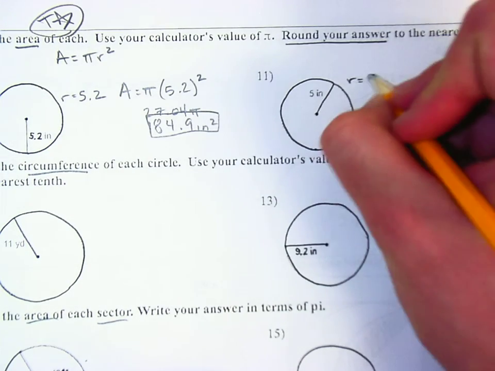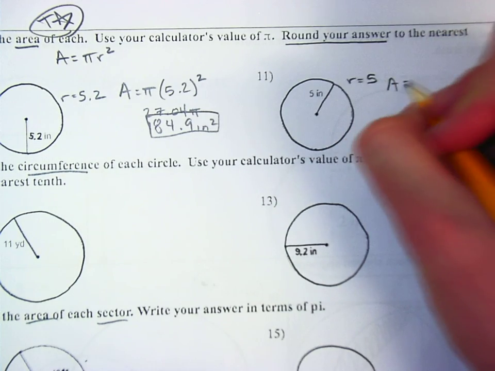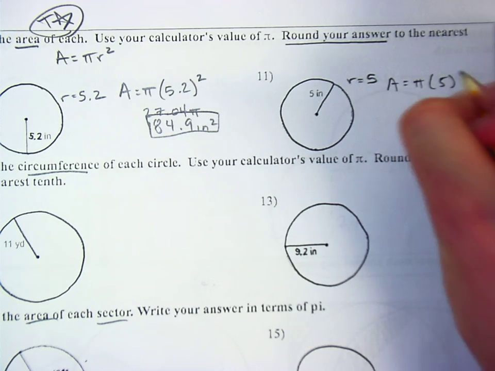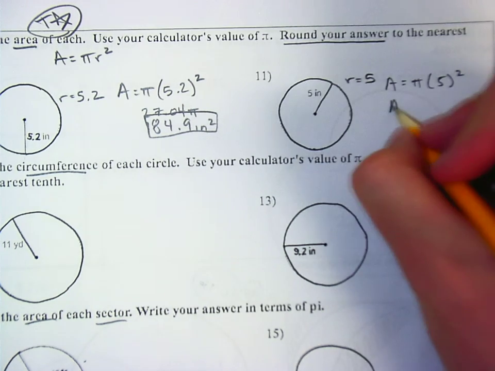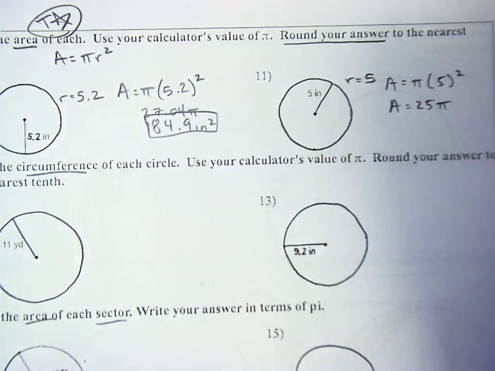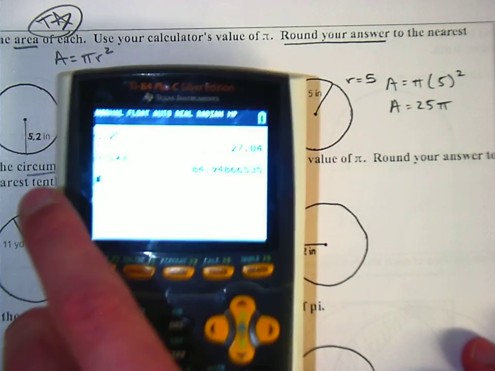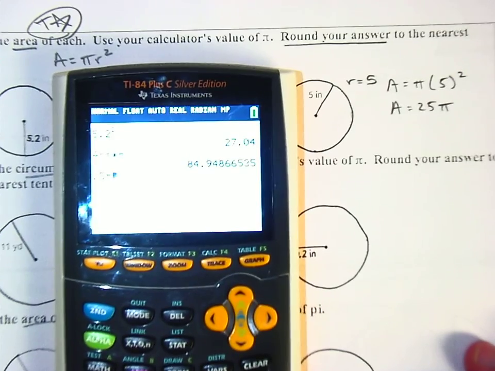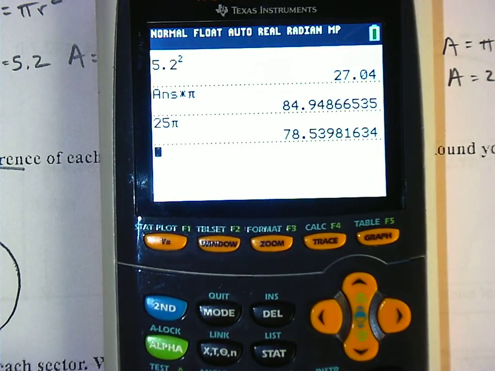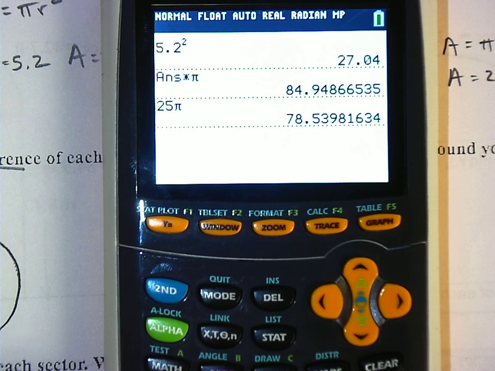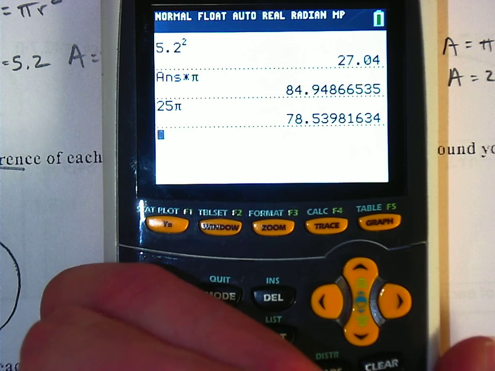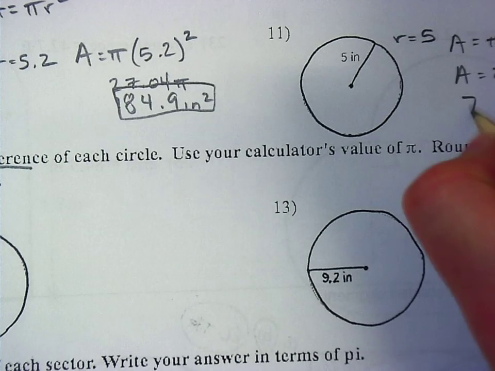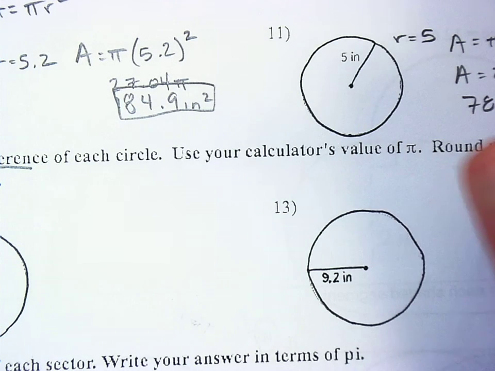Okay, so for 11, we're going to do the exact same thing. R is just 5 this time. So area is pi times 5 squared. So area is 25 pi. And then we just type that into our calculator, 25 pi, just like that. All right, so then we get 78.5. 78.5 inches squared.